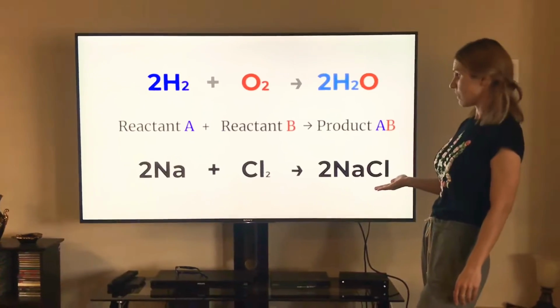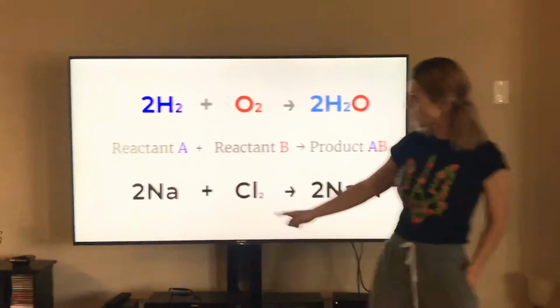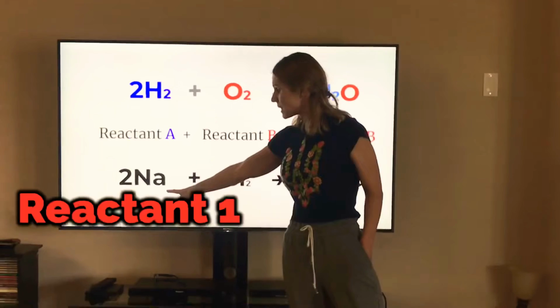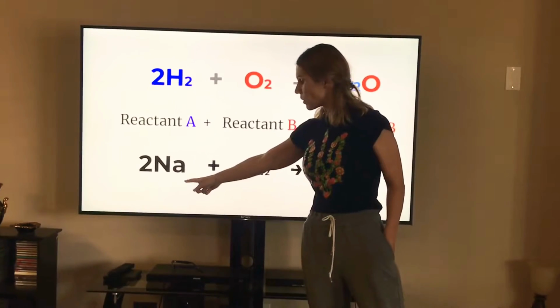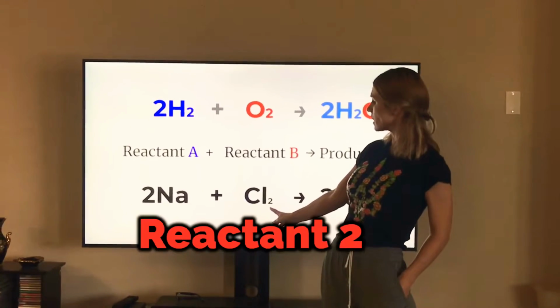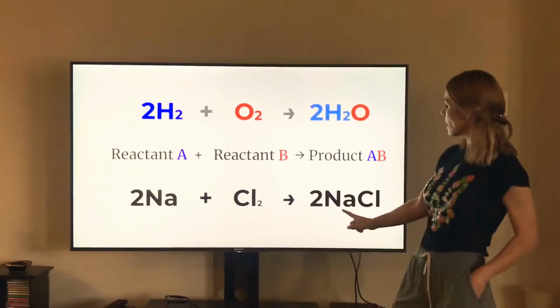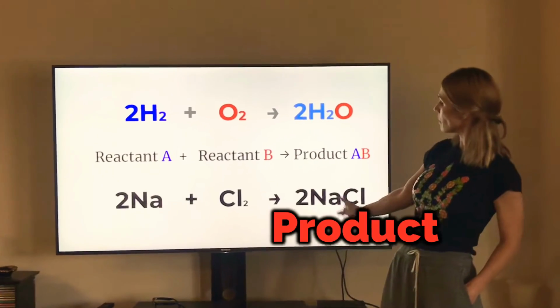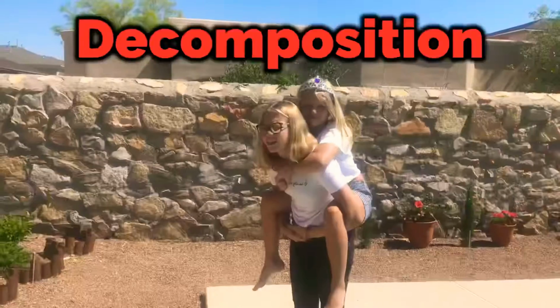Another scenario, you have a different equation. You have Na, which is sodium. That's a single element, your reactant number 1, plus Cl, reactant number 2. When they combine, they make sodium chloride. Two elements chemically combine together.